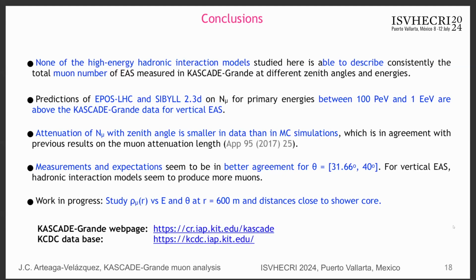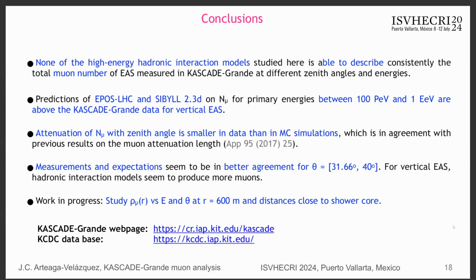So this is the summary. Basically, we have not found a muon excess in the KASCADE-Grande data. What we have found is that the post-LHC hadronic interaction models, EPOS-LHC and Sibyll 2.3d, seem to be overestimating our data close to 10 to the 18 electron volts for vertical air showers.